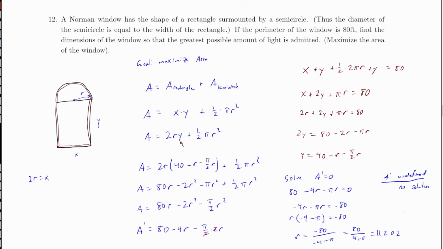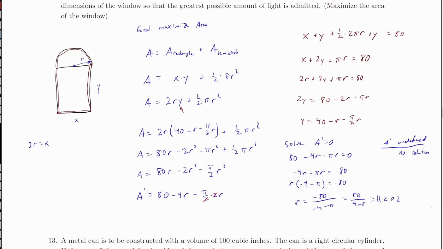Okay. It says find the dimensions, so once I have r, I need to go back and find both x and y. So x is going to be double that. So I get 22.404. And then y, if I plug into this, I actually get the exact same number again as r.